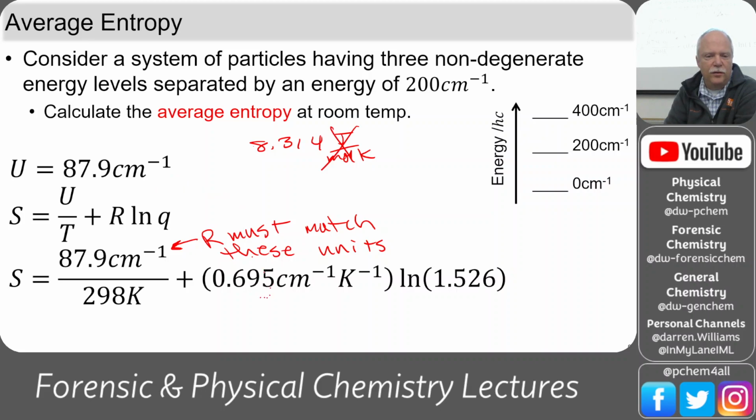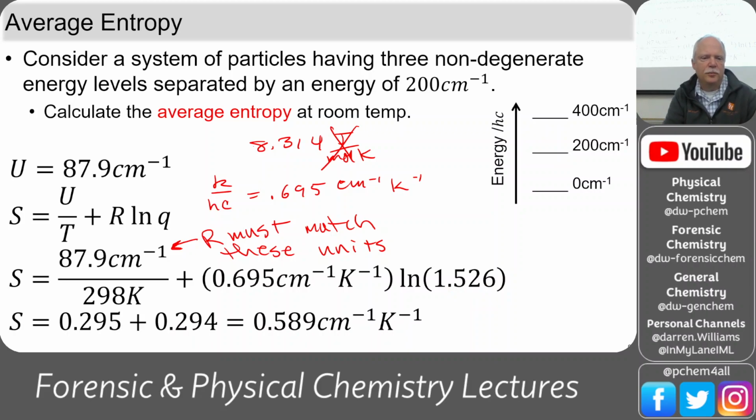Okay, so what do we do for wave numbers? Well, k over hc is equal to 0.695 wave numbers per Kelvin. And since our internal energy is in wave numbers, we're going to use this version of R, Boltzmann's constant over hc, 0.695 wave numbers per Kelvin. That way our units in both pieces of the sum are compatible. And then the natural log of the partition function.